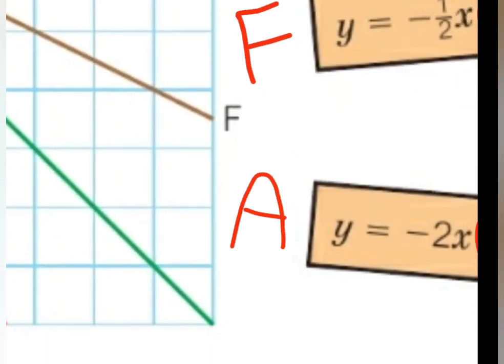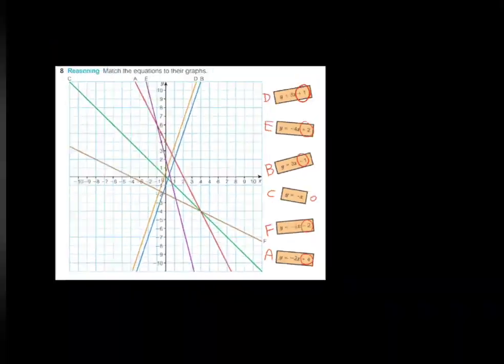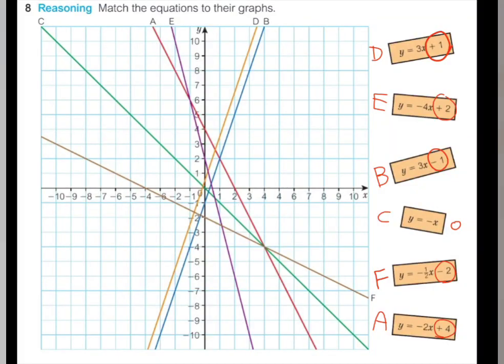Good job. So basically the idea, how do we find equations and match them to the lines? We just find the y-intercept and then find it on the y-axis and then match the equation to its line. And this is how you answer a question like this.